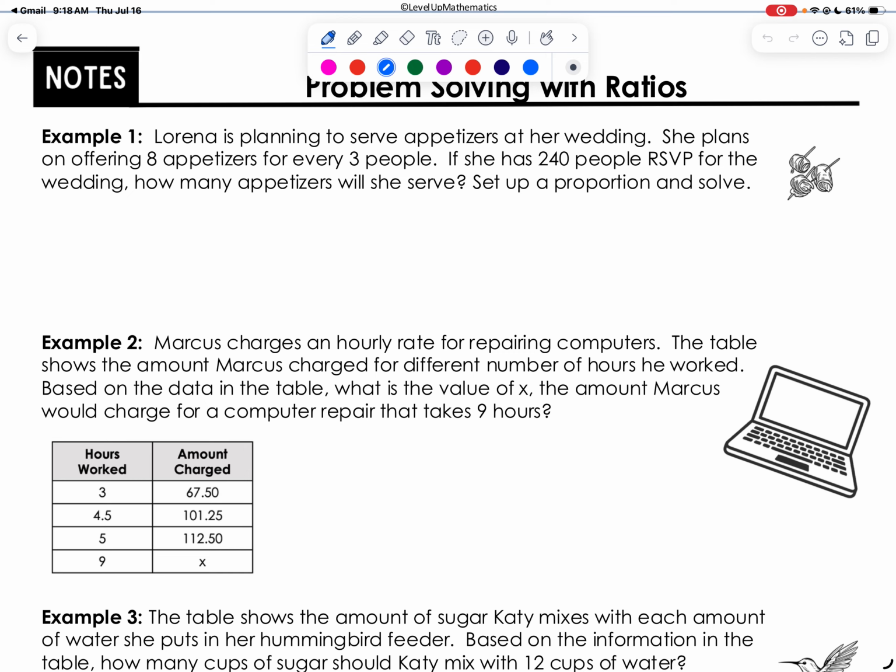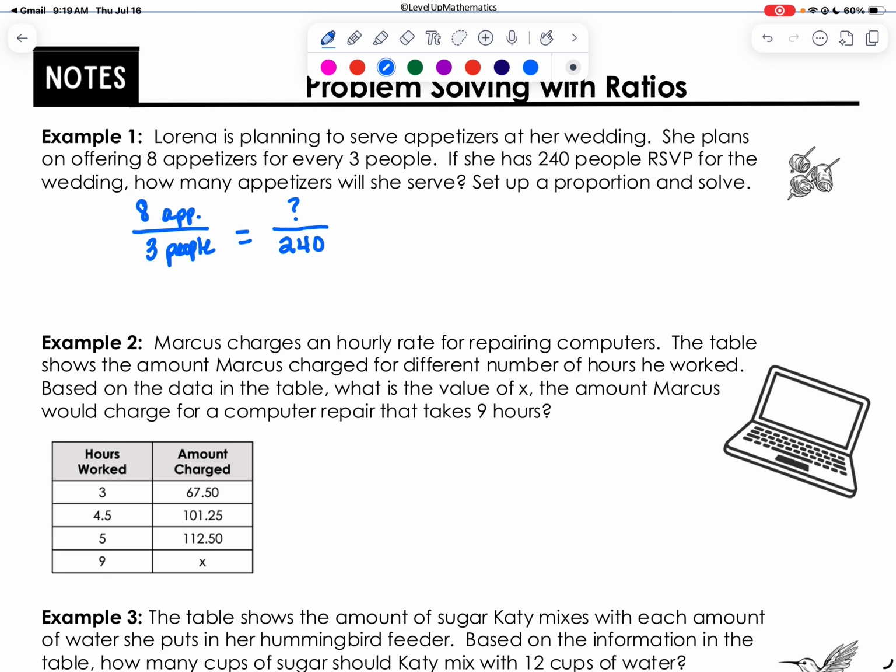So what we want to do is start with the ratio that they gave us. And in this problem, the ratio was 8 appetizers, and I'll just abbreviate appetizers, for every 3 people. And what we want to find out is if she has 240 people attend the wedding, how many appetizers will she need? So noticing my first ratio, appetizers is in the numerator. So I do not know the number of appetizers, but I do know the number of people is 240.